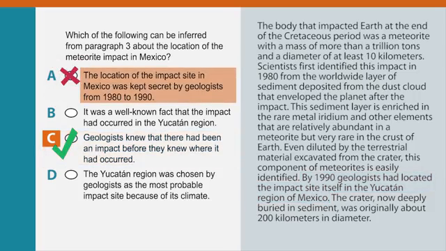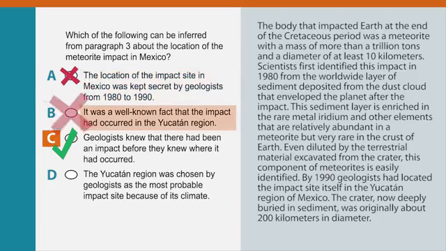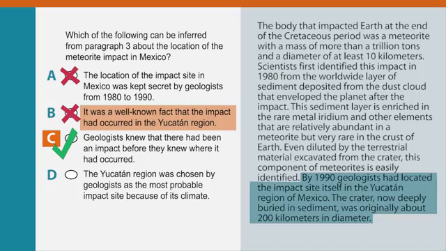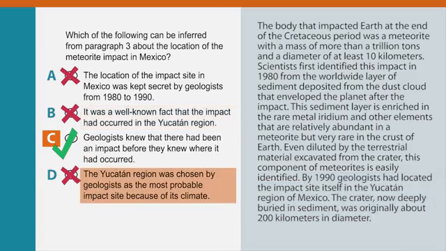Choice A is not correct because there isn't anything written or implied in the passage about geologists keeping the impact site secret. Choice B is also not correct. Saying that it was a well-known fact contradicts the passage where it talks about the discovery of the crater in the Yucatan. Choice D also can't be correct because the paragraph doesn't mention climate as a factor in the discovery of the impact site.